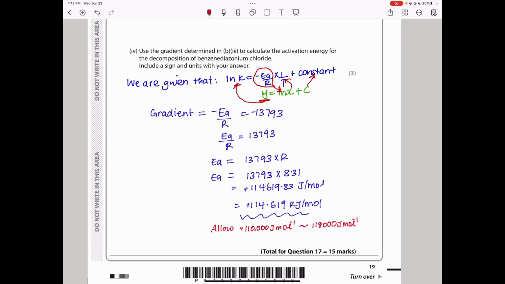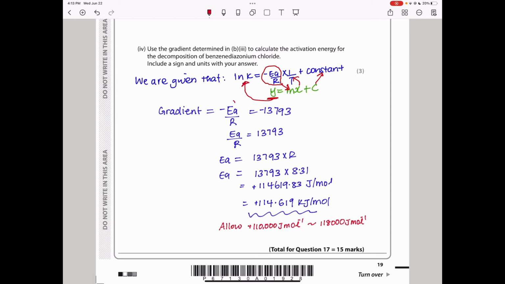Sorry for that. Let's go back here. It should be negative EA over R, which is the gradient we have calculated from above. Remember, you also know this value, it's 8.31. It's going to be written in your data booklet. If it's not given here, it's present in your data booklet. So EA should be 13793 times the R value, and the R is 8.31. So when we calculate, we get a positive value, positive 114.619 kilojoules per mole, and that is the answer.